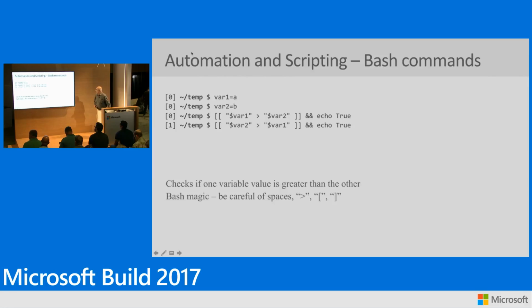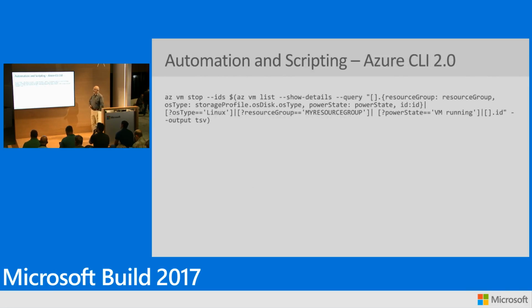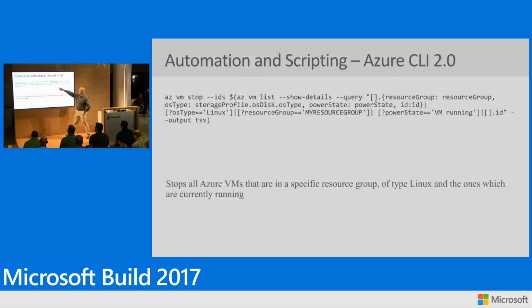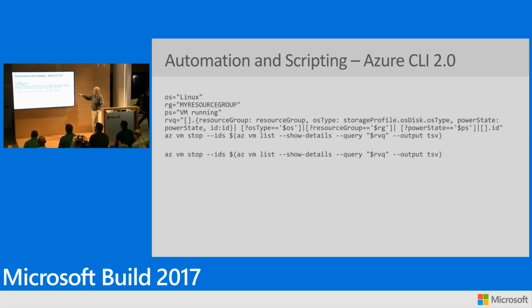Okay. And so this is an example of a little bit of a complex command using Azure in Bash. What it is doing is it stops all Azure VMs, but it only stops the VMs that are in a specific resource group, and they are running currently, and they are of type Linux. So you can do these kind of complex things, but how do you get started? We'll go through that a little bit. And the same command script, but now using variables. So instead of using everything inline, it's using variables in the same command.